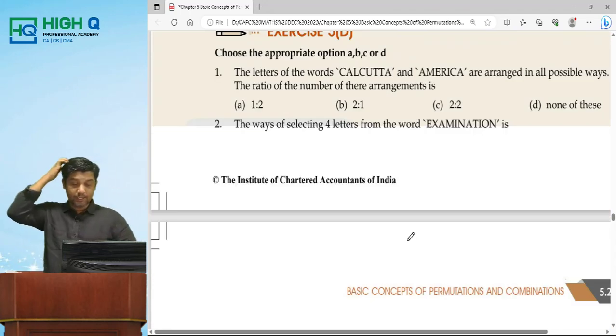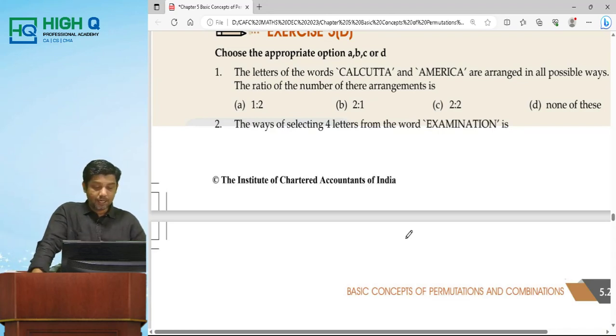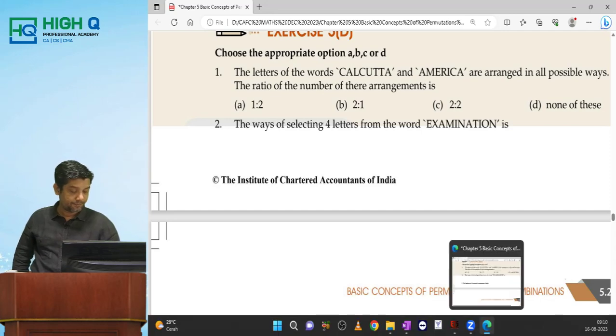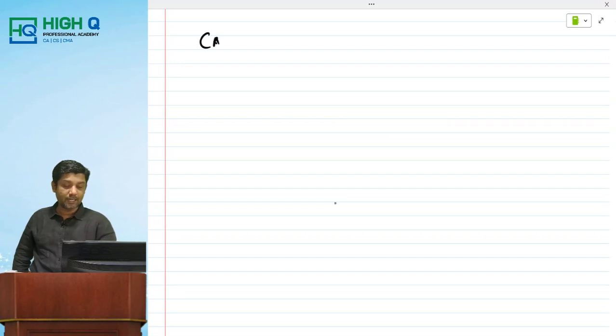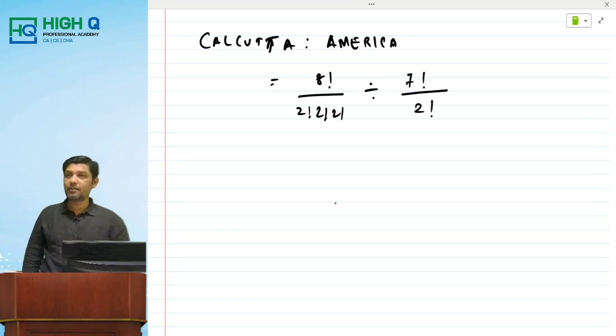Now, let us start with exercise 5D. The letters of the words Calcutta and America are to be arranged in all possible ways. Find the ratio of the number of their arrangements. How many ways can Calcutta be arranged, my dear? It's very simple. Calcutta is to America: 8 factorial divided by, 7 factorial divided by. Is that right, my dear?